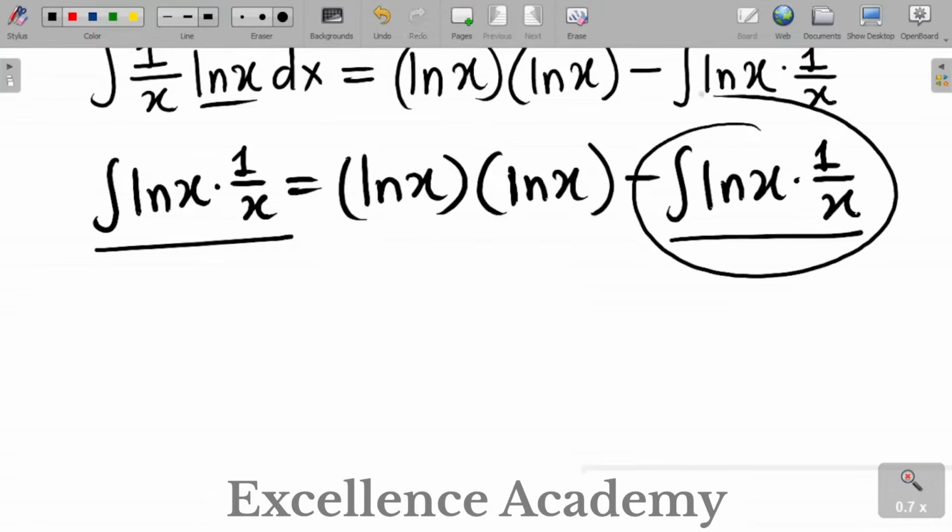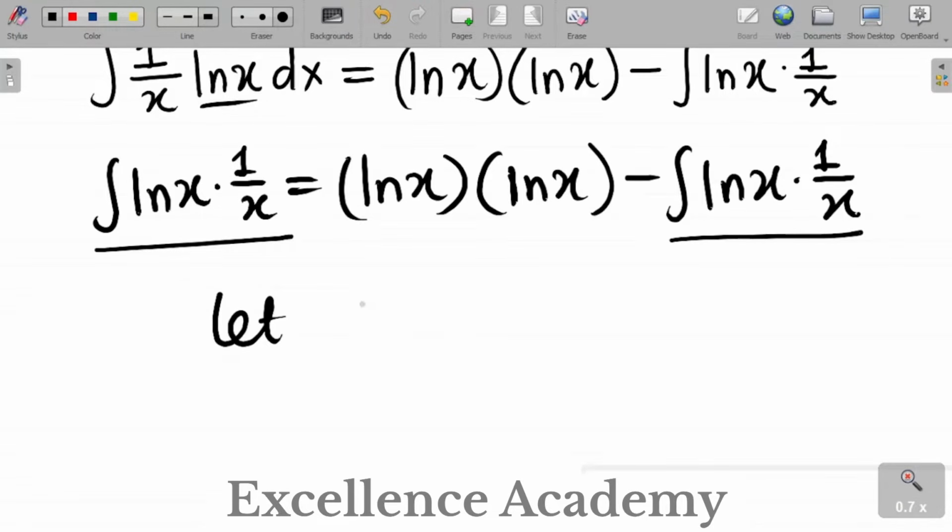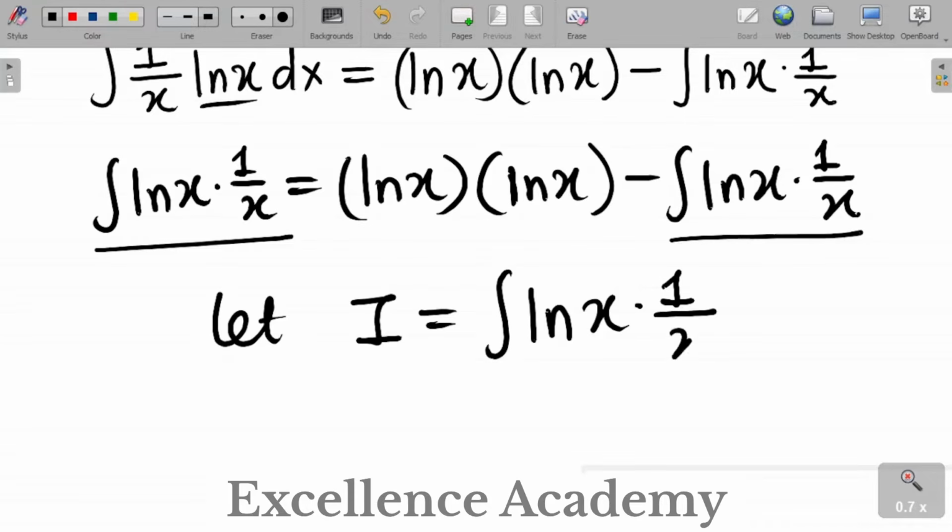As you can see here, you use I. So you say let I be equal to the integral of ln x dot 1 over x. Now you also want to take note that this same thing can happen after your second integration, right? Please make reference to our playlist on integration by parts. Look for the video on integration by parts to learn more about this.